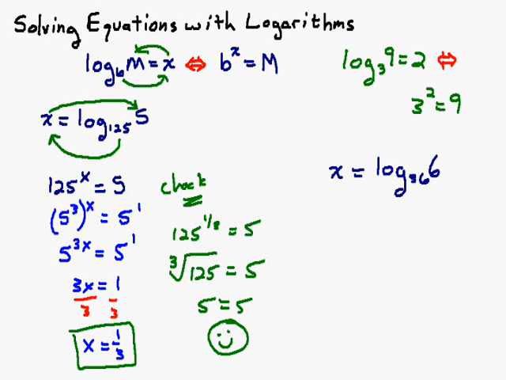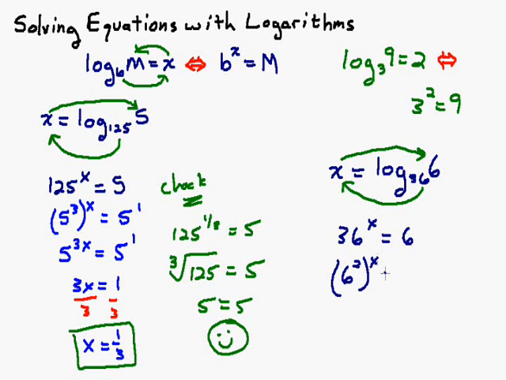Alright, so the first thing you want to do is change this to exponential form. 36 to the x equals 6. 36 is 6 squared, to the x, equals 6, which is 6 to the first.